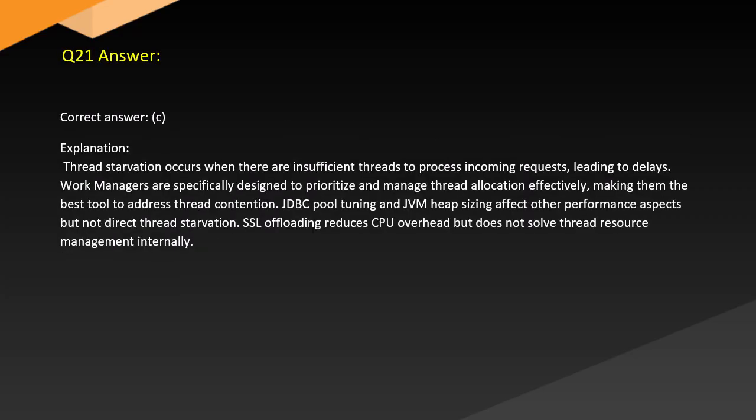Answer. Correct answer, C. Explanation. Thread starvation occurs when there are insufficient threads to process incoming requests, leading to delays. Work managers are specifically designed to prioritize and manage thread allocation effectively, making them the best tool to address thread contention. JDBC tuning and JVM heap sizing affect other performance aspects but not direct thread starvation. SSL offloading reduces CPU overhead but does not solve thread resource management internally.